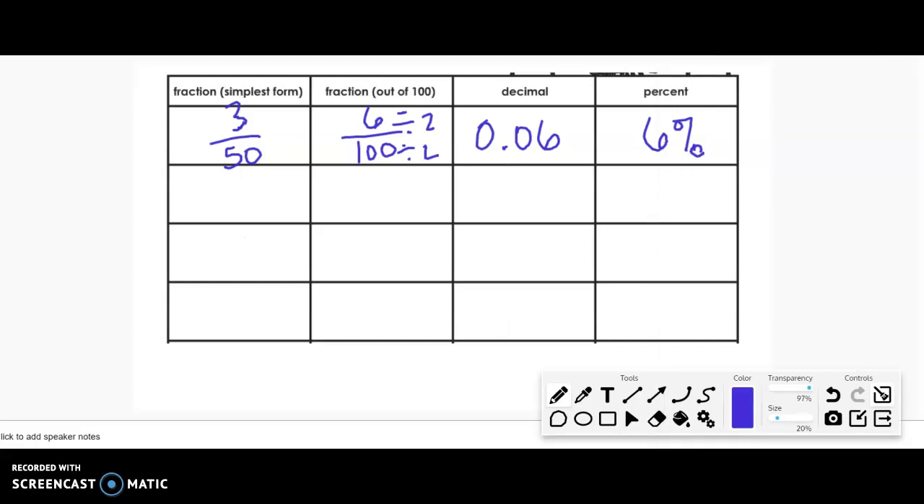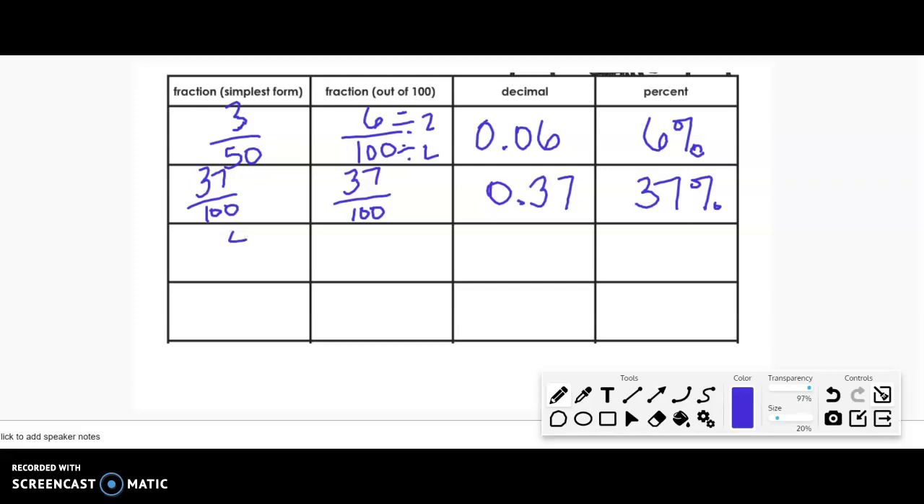Let's start with my decimal now. Decimal is 37 hundredths. That's always going to match my percent, assuming it's hundredths. It'll match my fraction out of 100. And then actually that's simplified, so I can just write 37 hundredths for that as well.